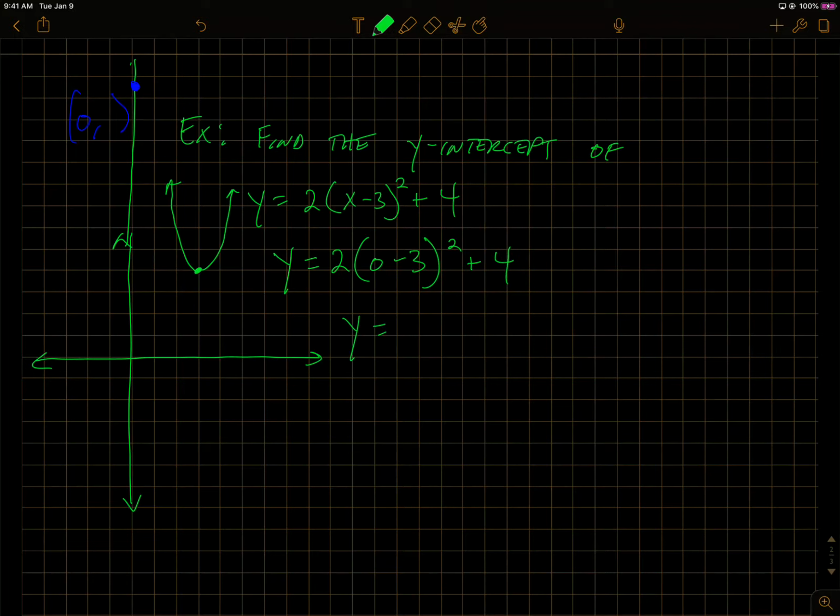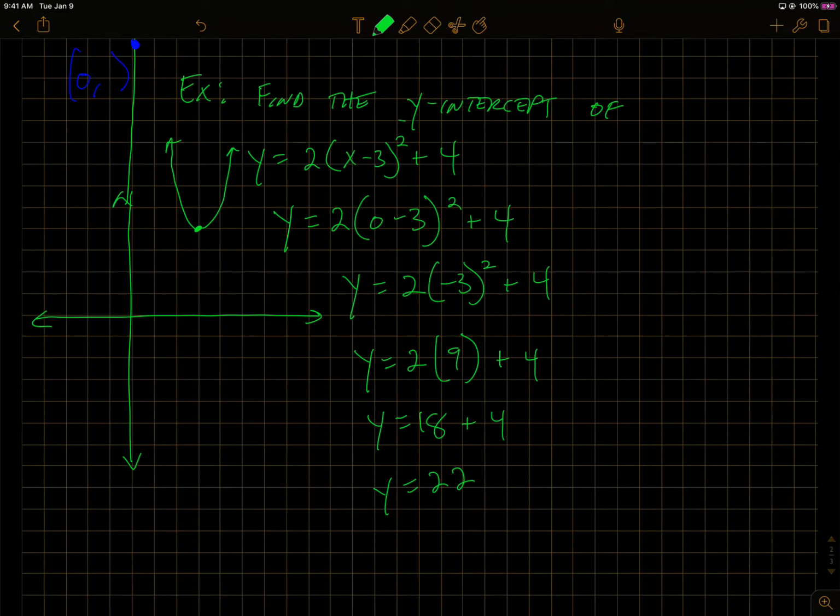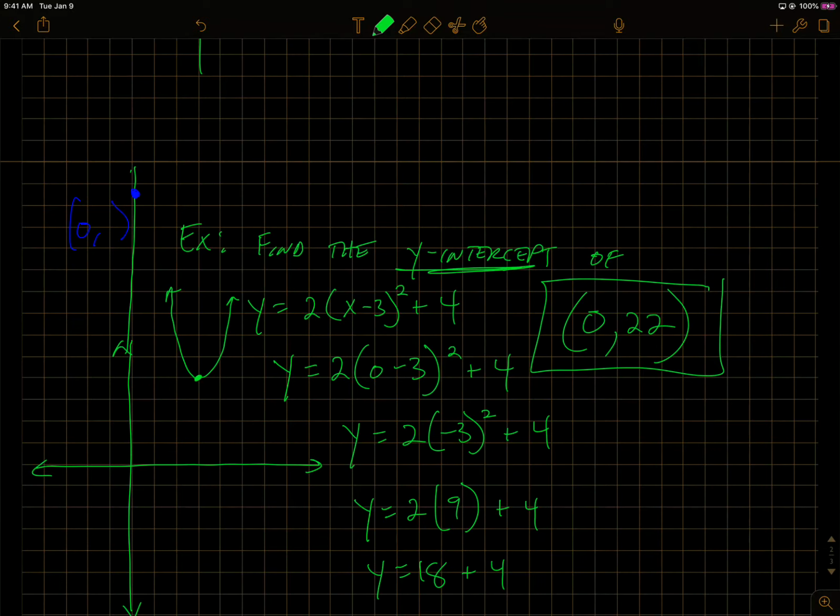So we get y equals 2 times (0 minus 3) squared plus 4. Negative 3 squared is 9, so we do that first. And then we multiply by the 2. And then we can add the 4. So y equals 22. That is not how you write your answer. A y-intercept is a point. We know it has a 0 for an x. Now it's got 22 for a y-coordinate. That's my y-intercept. And like I guessed, it's pretty high up on the y-axis.